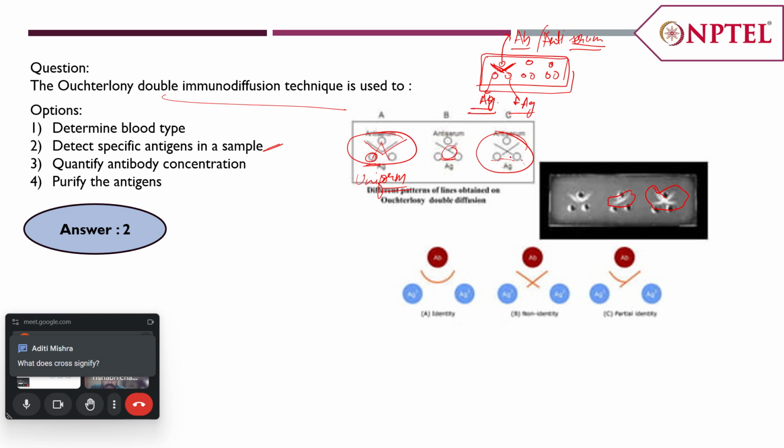So this is basically cross specificity between the antigens. That means the antibody that we are using has specificity for both of the antigens. So this is cross reactivity in short. Okay, so let's move on to the next question.